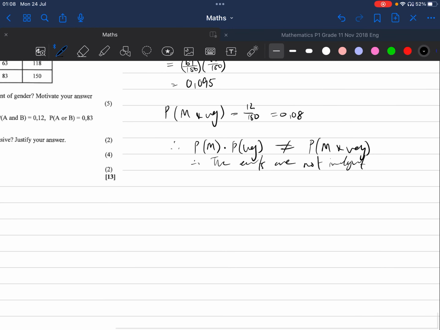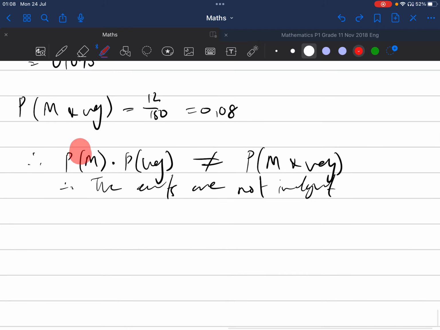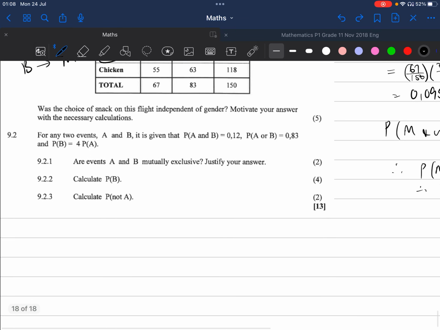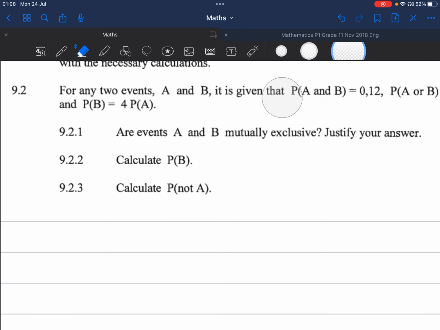Okay, cool. So make sure you actually state that conclusion, because there's marks for stating that, and make sure that you say that they aren't equal. Let's look at 9.2 now. 9.2 says, for any two events A and B, it is given that P(A and B) equals 0.12, P(A or B) equals 0.83, and P(B) equals 4 times P(A).